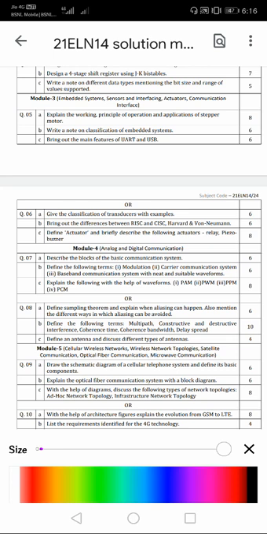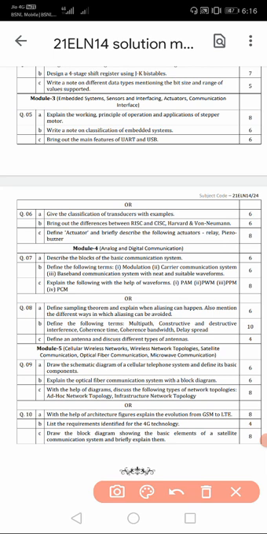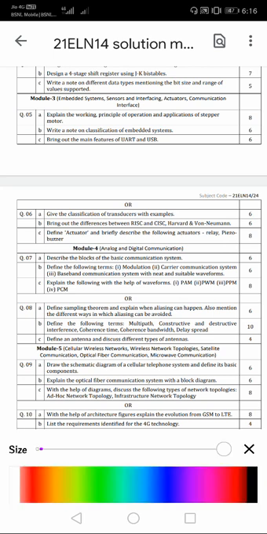Next, 6C. Define actuator and briefly define the following actuators. So here he has done very smartly. 6C covers relay, piezo buzzer. Okay, actuators. So almost this question will come. Here also you can note down: the fixed questions are stepper motor and classification of embedded system.